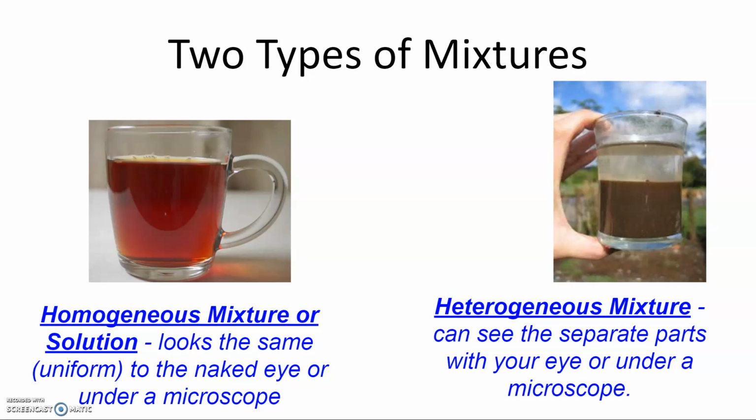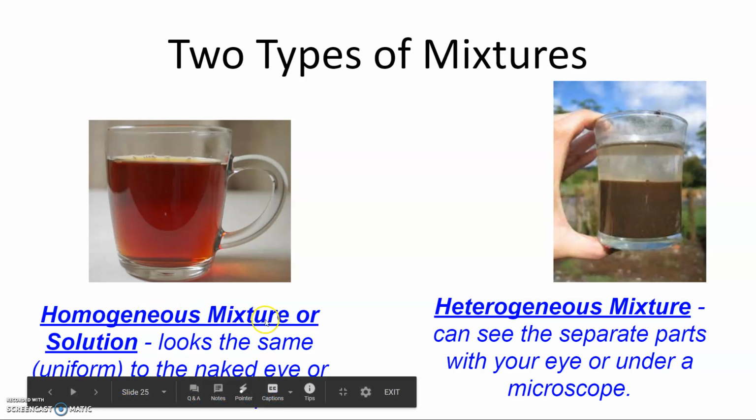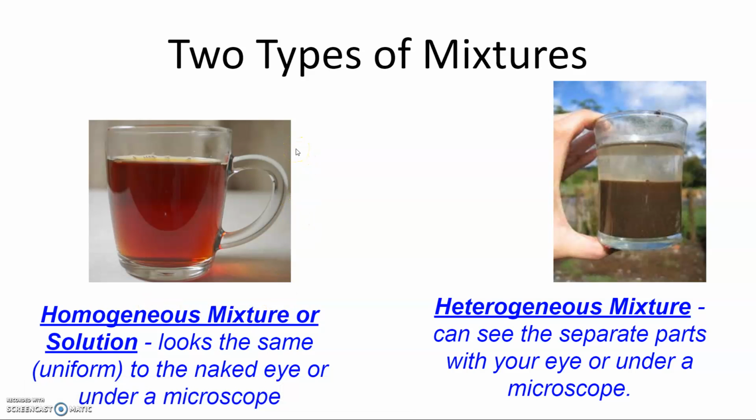Now, there are two types of mixtures. Salt water and tea would be an example of what's known as a homogeneous mixture, and that's because it looks the same or uniform to the naked eye, or if you looked at it under a microscope. So homo meaning the same. Heterogeneous mixture, on the other hand, does not look the same under a microscope or to your eye.